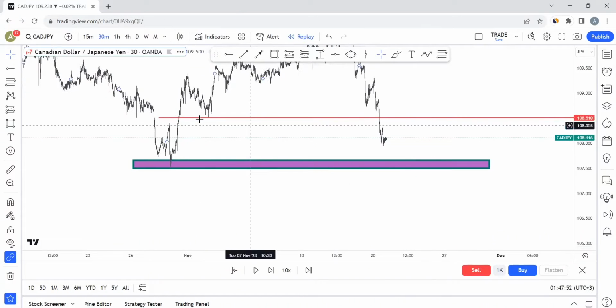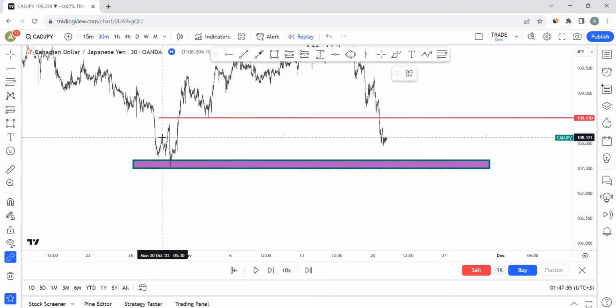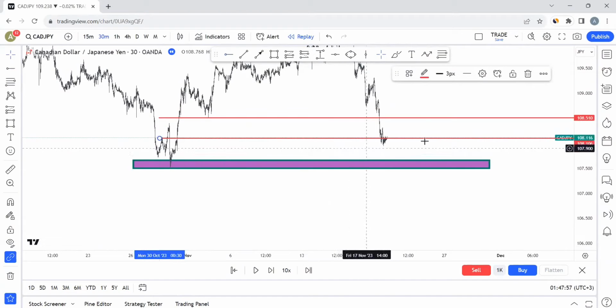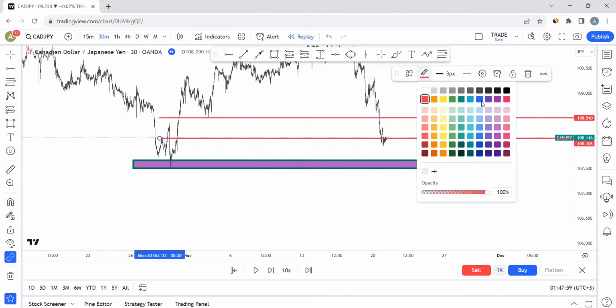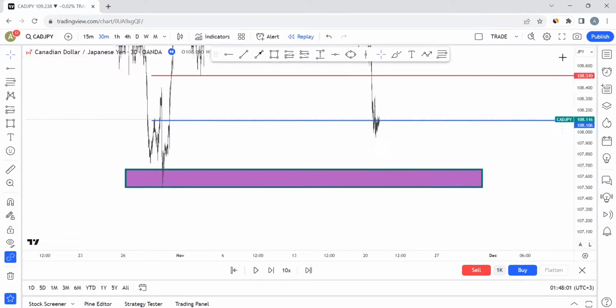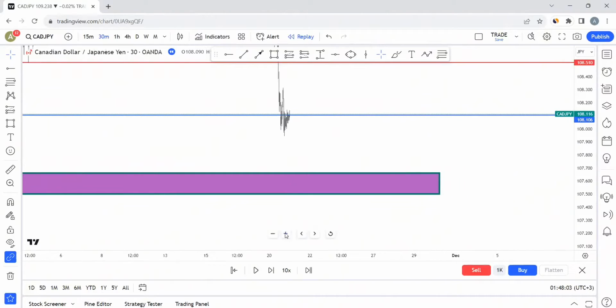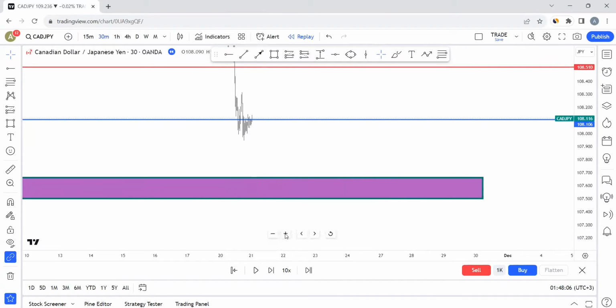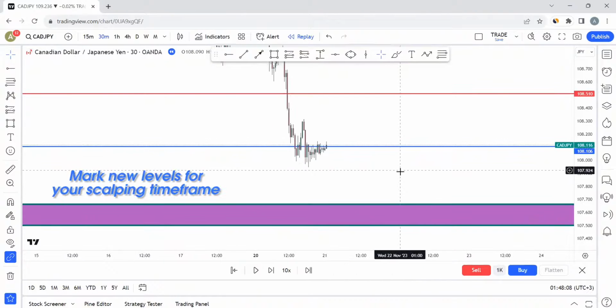So when the market comes down here, you can clearly see that we have another level here that the market broke downwards. And I'm just going to change it for scalpers. It will be blue. Let me just make it blue for scalpers. So we have that level. When the market goes down, we have that level. Remember, we're marking structures now for scalpers.